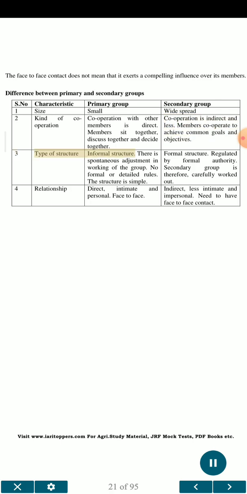Three, type of structure. Informal structure: there is spontaneous adjustment in the working of the group. No formal or detailed rules. The structure is simple. Secondary group has a formal structure, regulated by formal authority, and is therefore carefully worked out. Four, relationship. Primary: direct, face-to-face, intimate and personal. Secondary: indirect, less intimate and impersonal. No need to have face-to-face contact.